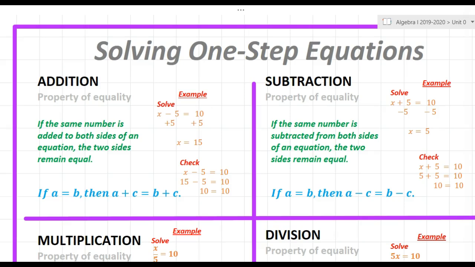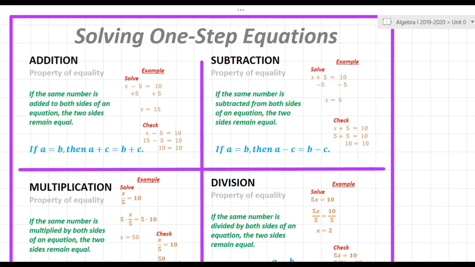So for example, I have x minus 5 equals 10. If I add 5 to both sides of the equation, I will have x equals 15. To check that equation, I'm going to sub 15 in for x, and in fact, 15 minus 5 is equal to 10, so our equation is balanced, 10 equals 10.